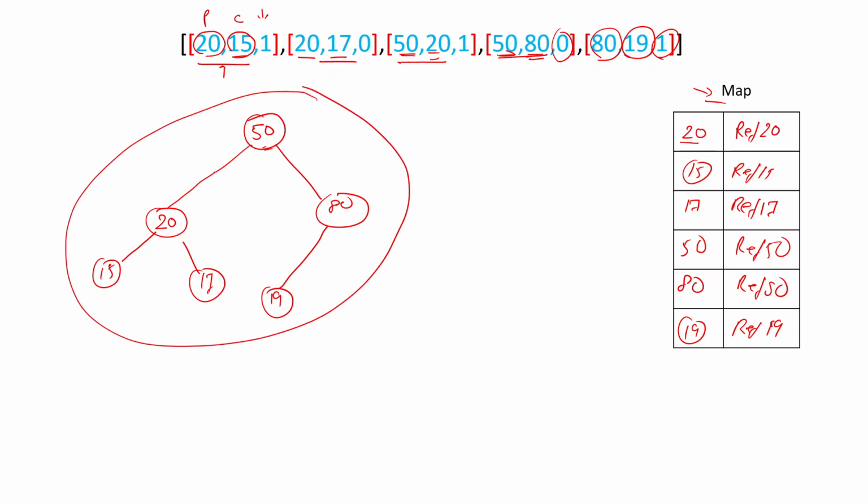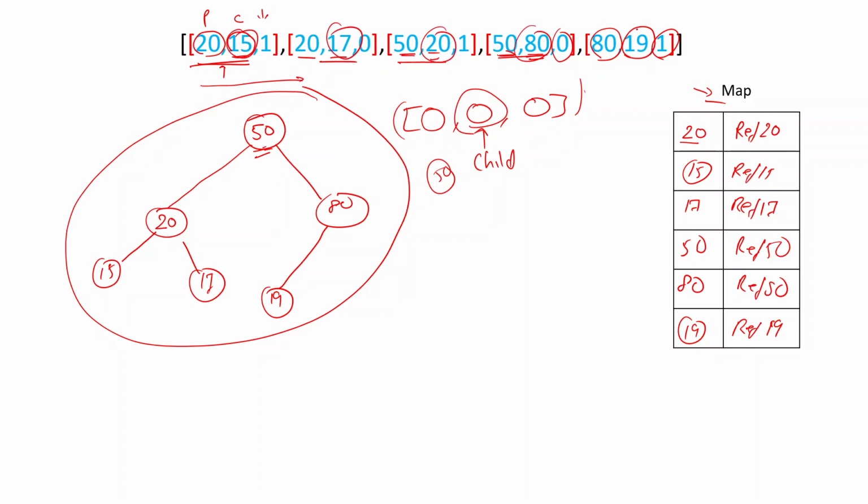Now we have to return the root of this particular tree. So how can we get the root? If you see how each element is given, the second element is the child. Since 50 is the root, it is not a child of any of these. It means that if we iterate over each element of this array, we cannot find 50 in the child position. So we are going to take 15, 17, 20, 80 and 19 in a set, or basically a hash set.